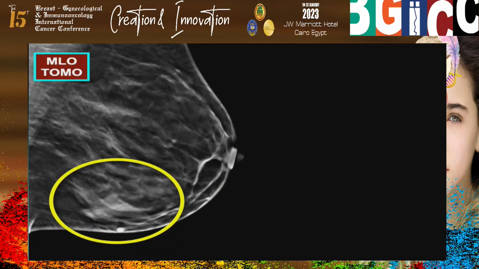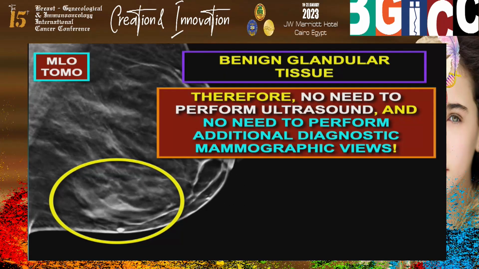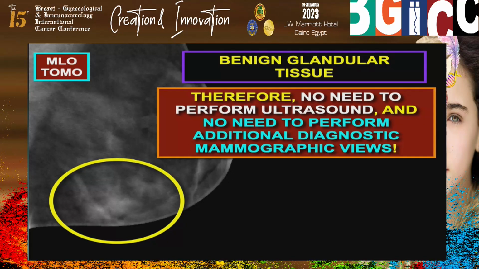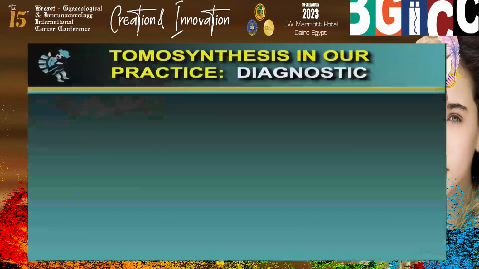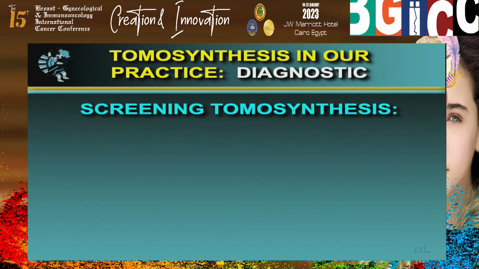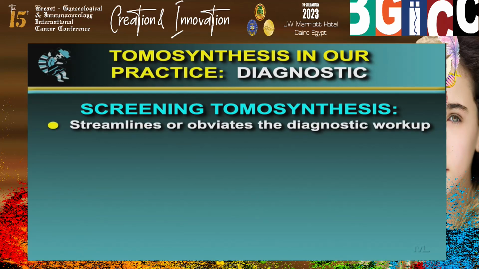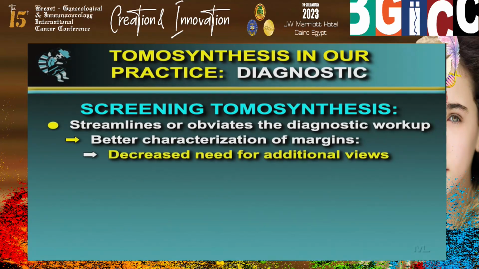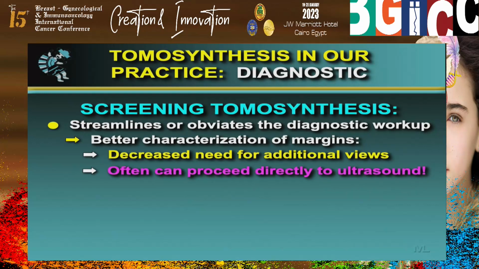I was so worried about this, but clearly all this represents is thickened, benign glandular tissue. There was no need to perform an ultrasound, no need to perform additional diagnostic mammographic views. We were done, and we could eliminate any need for a recall. So helpful. Now, screening tomosynthesis also can act as a diagnostic study, as it did there, when you see a mass or anything worrisome, because you can streamline or obviate the diagnostic workup, you can better characterize margins, therefore you can decrease the need for any additional mammographic views, and sometimes you can go right to ultrasound without having to do any additional mammographic workup.